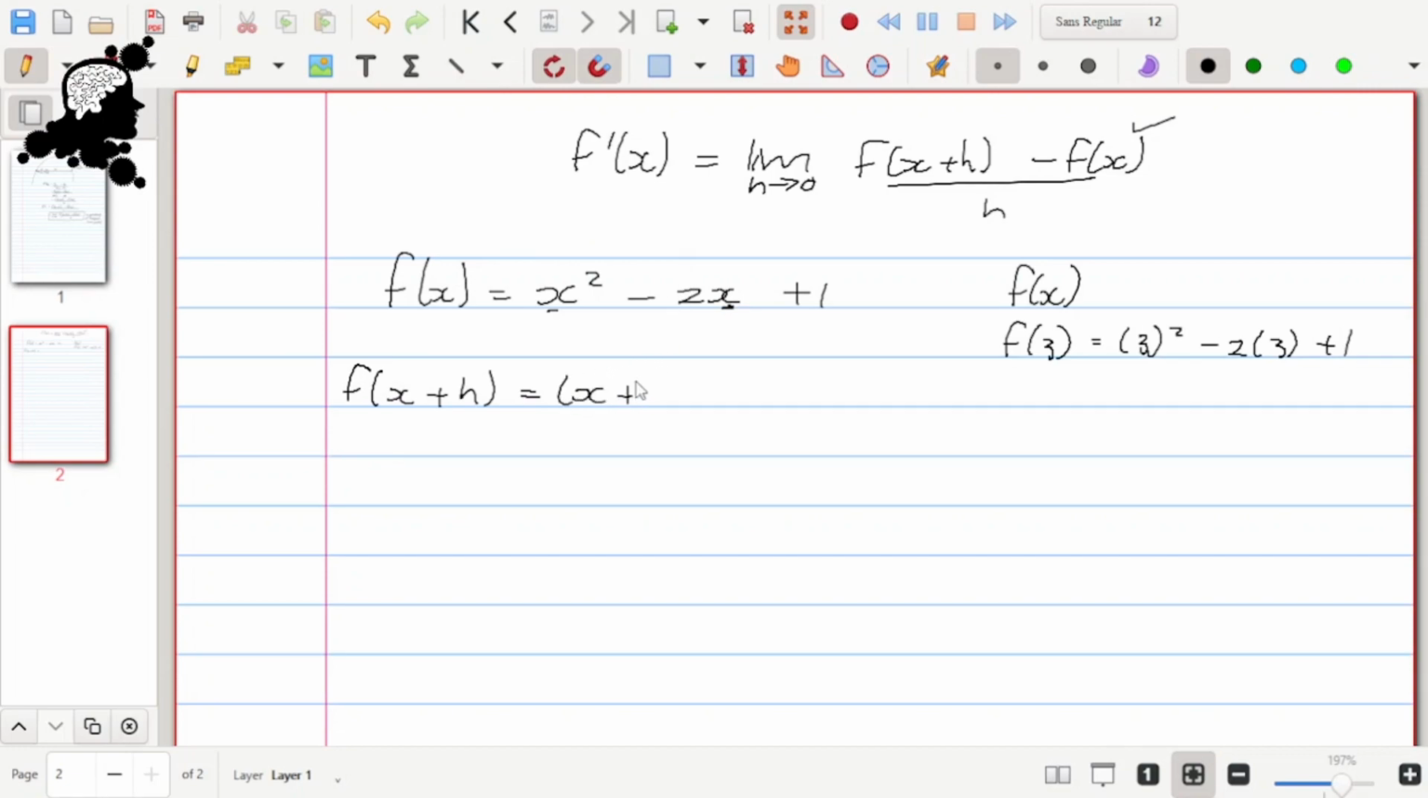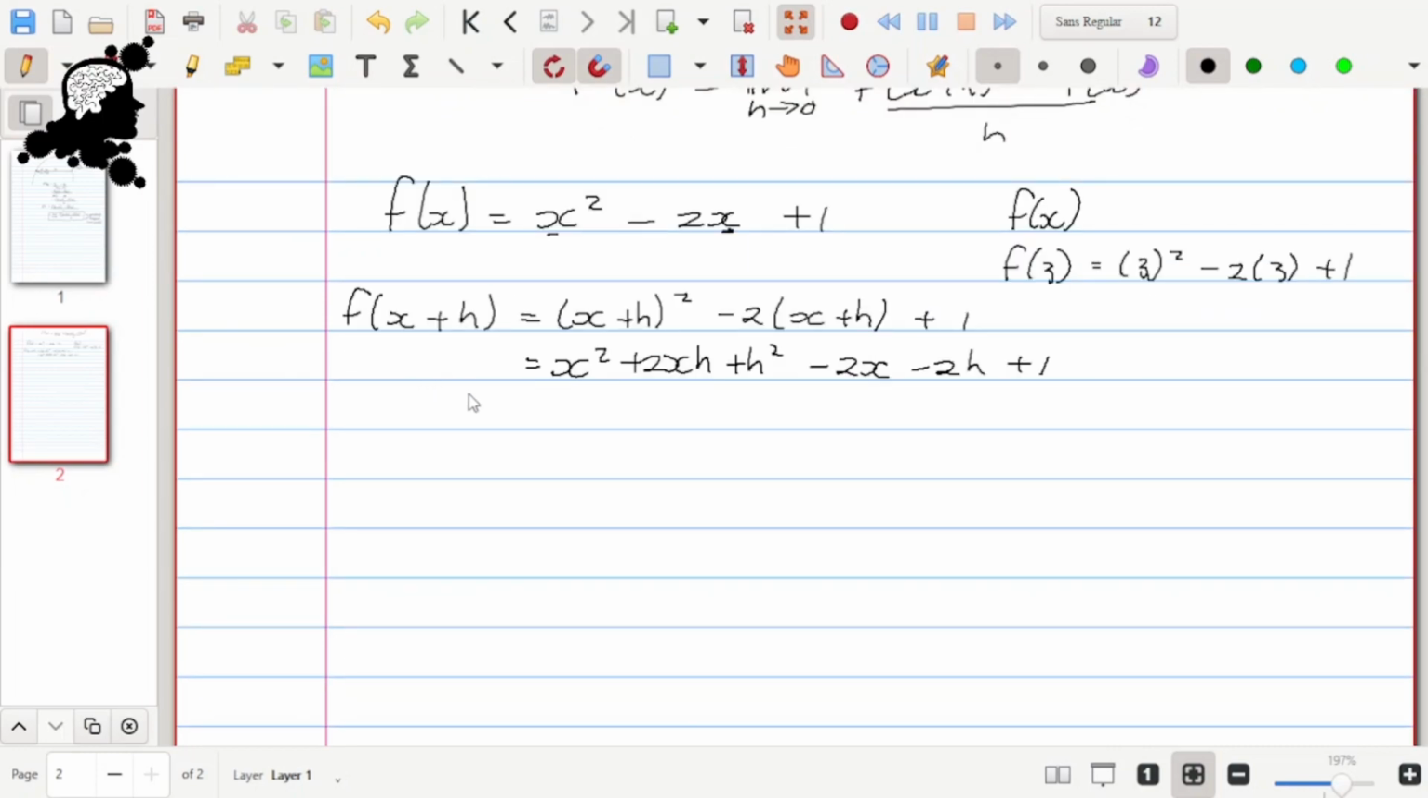We are going to have (x plus h) all squared minus 2 into (x plus h) plus 1. Now we need to simplify our brackets. If I simplify this, I will get x squared plus 2xh plus h squared, then minus 2 times x, that's minus 2x, minus 2 times h, that's minus 2h, plus 1. Do we have any like terms? No, we don't. But now we have the value of f of x plus h. We can now substitute it into our equation.